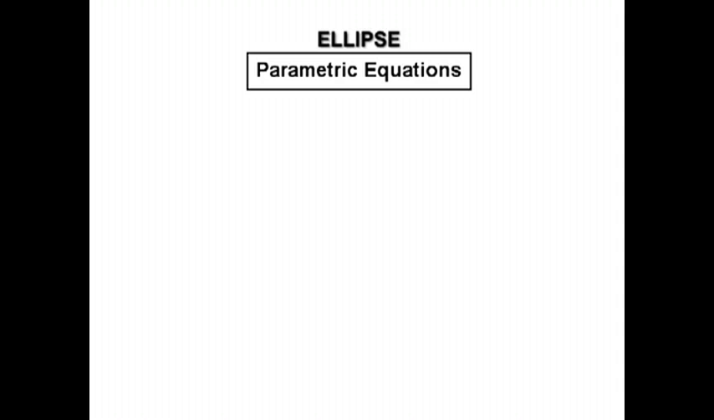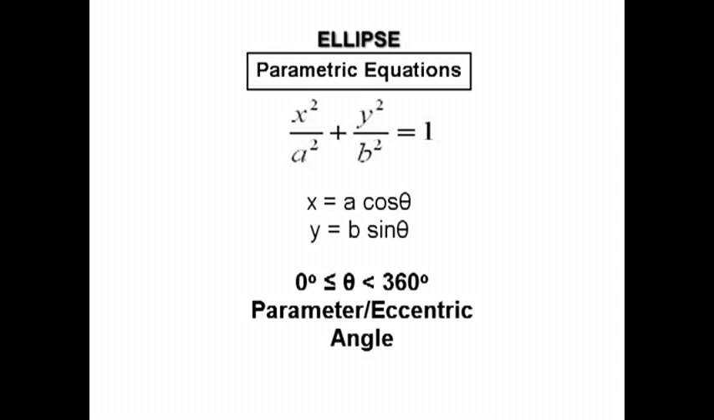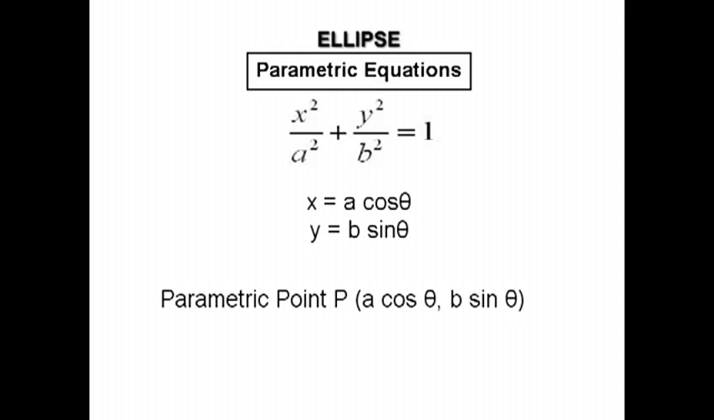Parametric equations of ellipse. For ellipse x square upon a square plus y square upon b square equal to 1, parametric equations are x equal to a cos theta and y equal to b sin theta, where 0 less than or equal to theta less than 360 degrees is called parameter or eccentric angle. Parametric point P of theta on the ellipse is P(a cos theta, b sin theta).